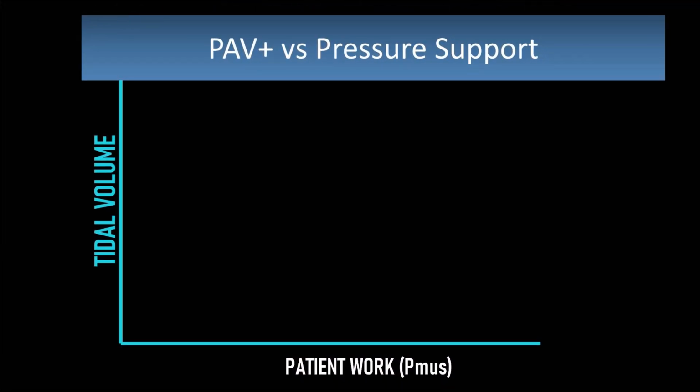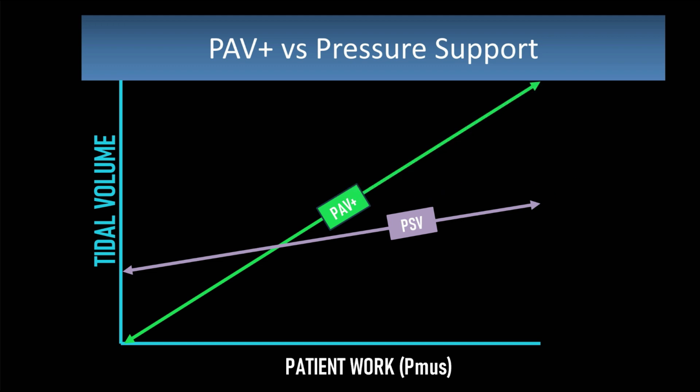In this graph, I have placed the tidal volume on the y-axis and patient work on the x-axis. If we look at pressure support ventilation, you can see that increasing patient effort will increase tidal volume, but this is a relatively flat curve. The ventilator work is fixed. In PAV, as the patient's work increases, so too does the ventilator's. So the tidal volume increases linearly with increased work due to breath amplification.